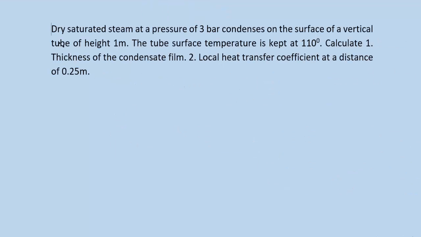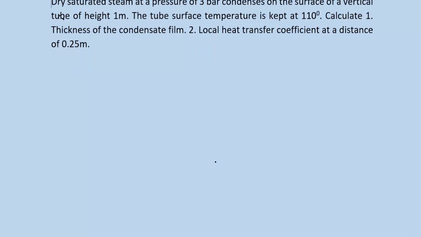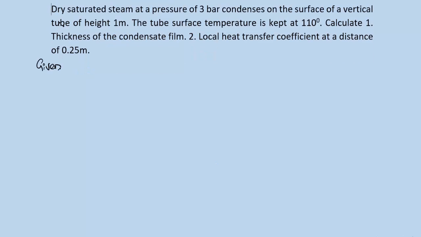In the first problem, it is given that dry saturated steam at a pressure of 3 bar condenses on a surface of a vertical tube of height 1 meter. In the given data, write the pressure P as 3 bar. The tube surface temperature is kept at 110 degrees Celsius, so surface temperature TW equals 110 degrees Celsius, which is equal to 383 Kelvin.